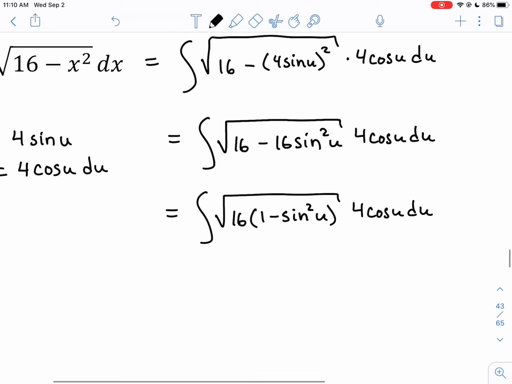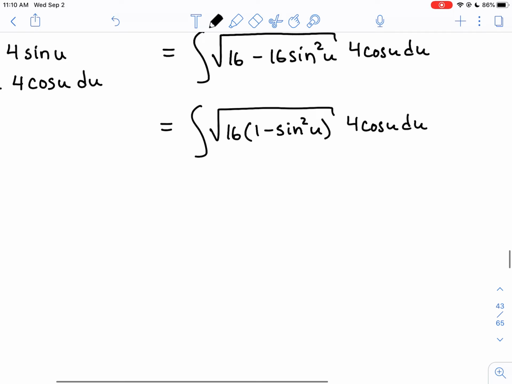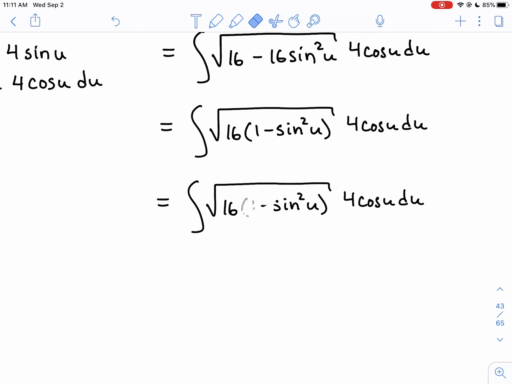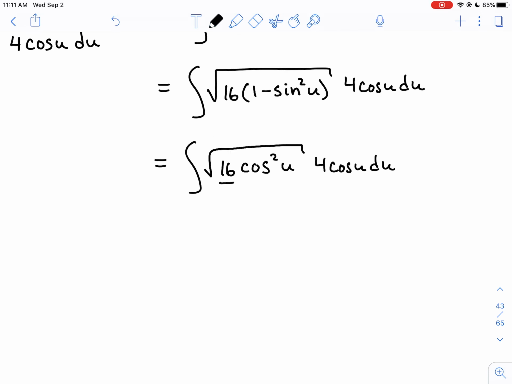However, at this stage here, I can square root the 16 and square root that separately. Also notice that 1 minus sine squared, using the Pythagorean identity for trig, is the same thing as cosine squared. In fact, that's the real reason that I did the substitution in the first place. So instead of a 1 minus sine squared right there, we have a nice clean cosine squared of u. Now I can square root the 16 and the cosine squared separately. Square root of 16 is 4, and square root of cosine squared is cosine of u.